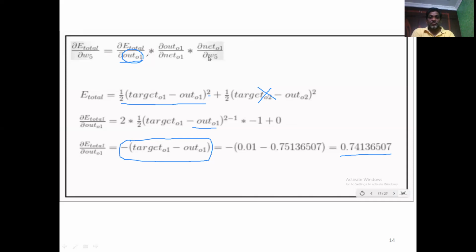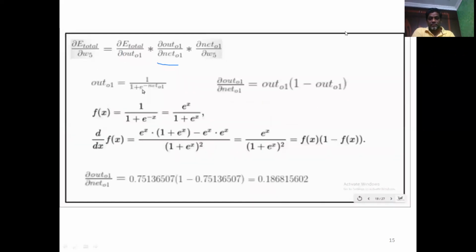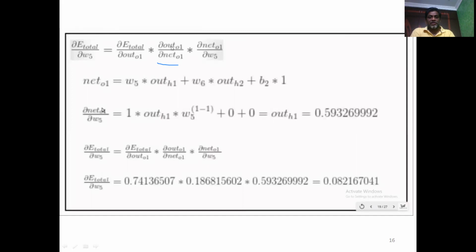Right. So after calculating this, let us see how the next term will be calculated. Dou out O1 by dou net O1 will be calculated like this. So we know that net O1 is calculated as W5 into out H1 plus W6 into out H2 plus bias. Now, dou net O1 by dou W5 is going to be 0.593. This we already calculated.